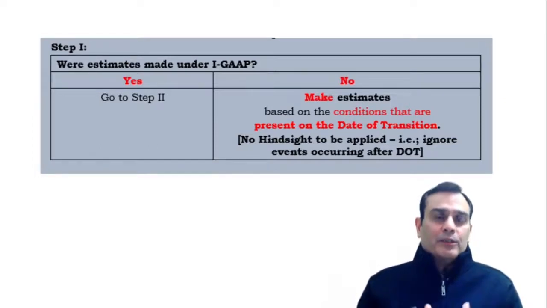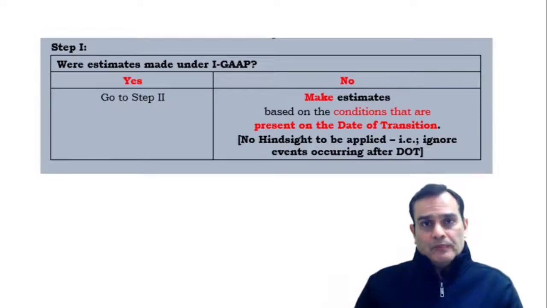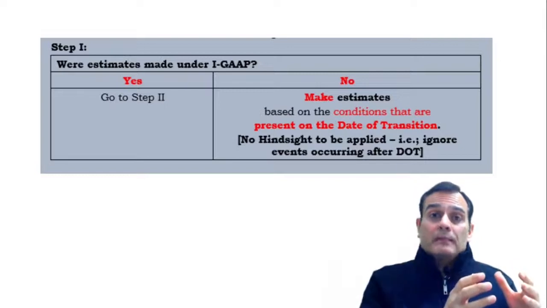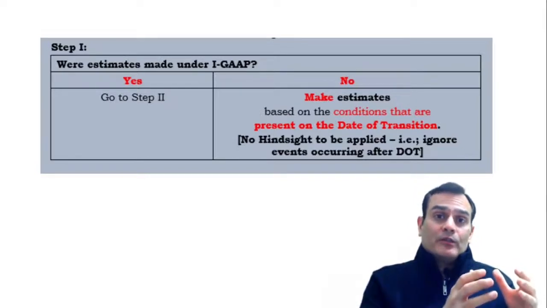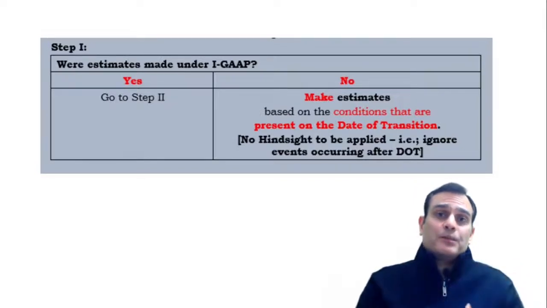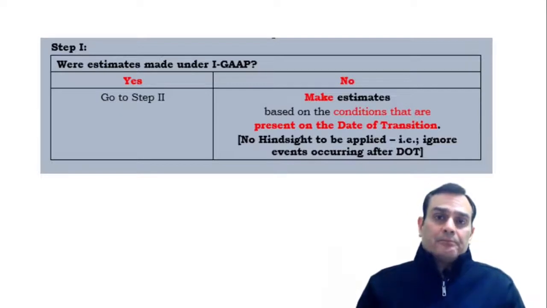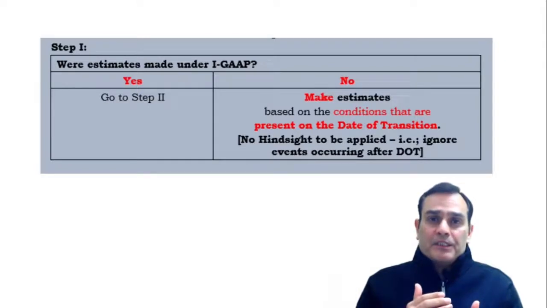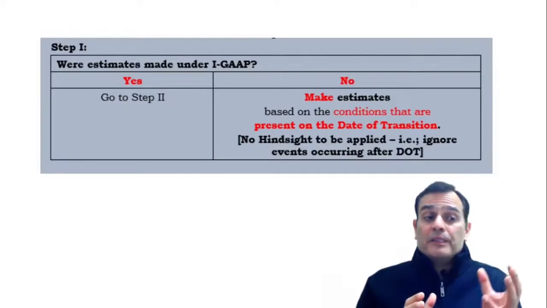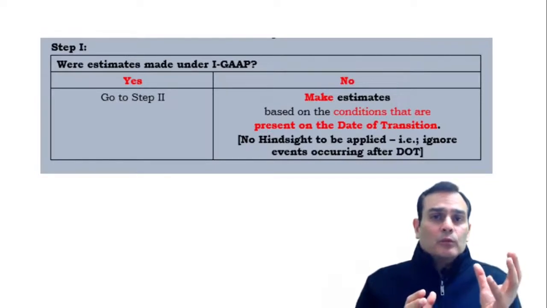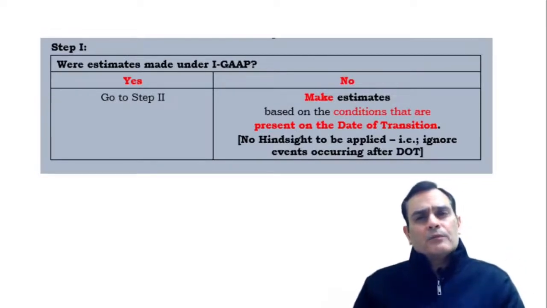As I just said, I've tried to create a three-step model based on the concept of estimates. When you pick up the opening balance sheet, that is the balance sheet on the date of transition, which is made as per the previous GAAP, which in our case is going to be based on accounting standards, that is IGAAP, we need to first of all ask ourselves a question: were estimates made under IGAAP? That means, did you make any estimates in that balance sheet which is based on the IGAAP? The answer would be a yes or a no.